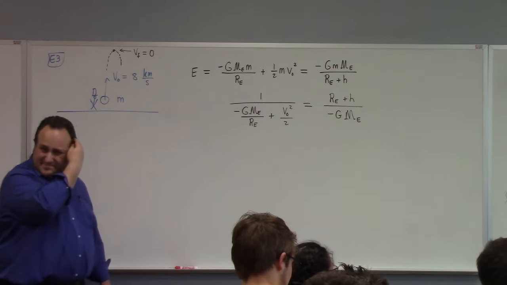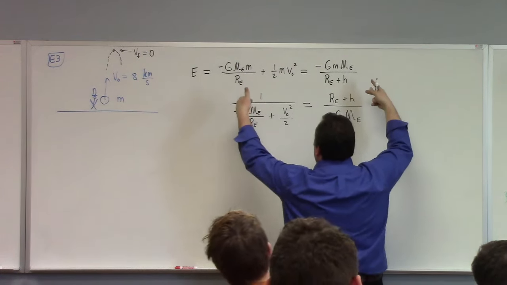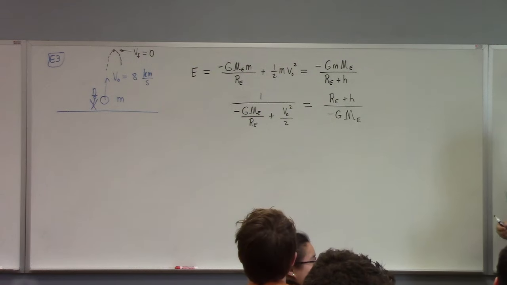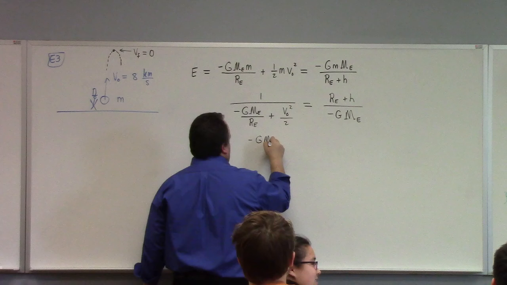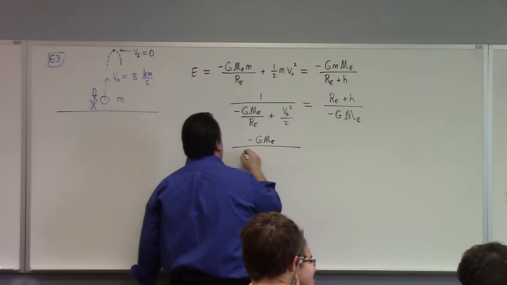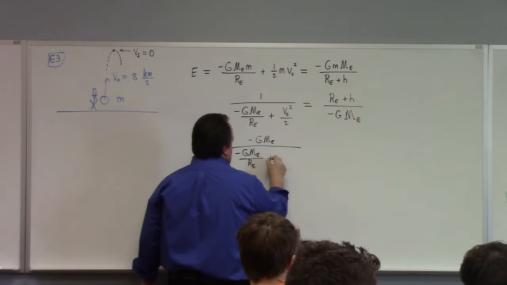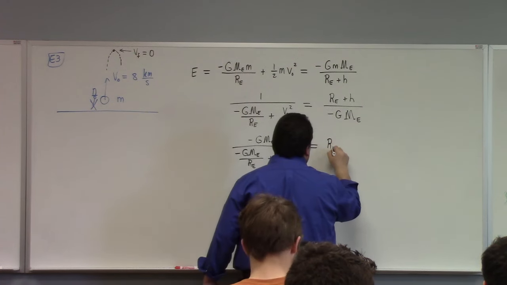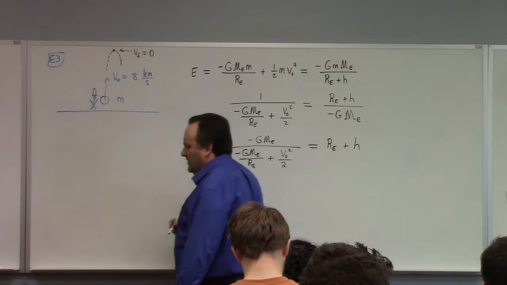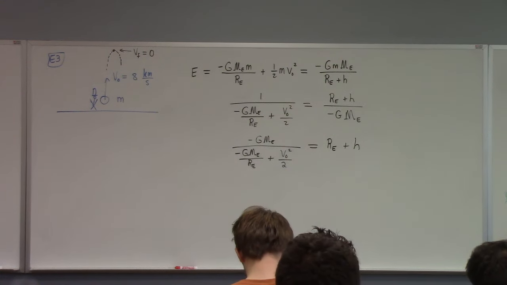Can you solve that for h? So I flipped both sides. I reciprocated the equation. There's something we haven't done yet this semester, right? And then I'm going to multiply by minus G M_E. So I've got minus G M_E divided by minus G M_E divided by R_E plus v naught squared over 2 is equal to R_E plus h. By the way, these problems are really fussy. If you are careless with round off here, it will just kill you.